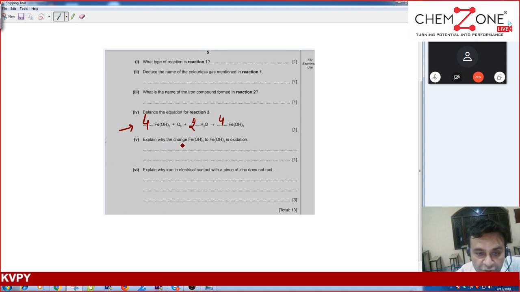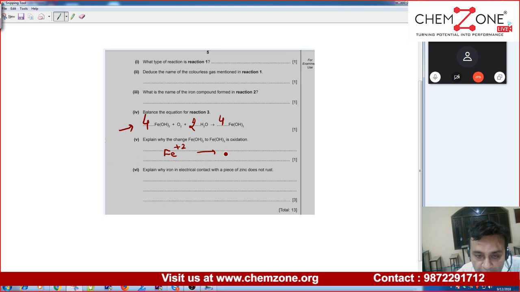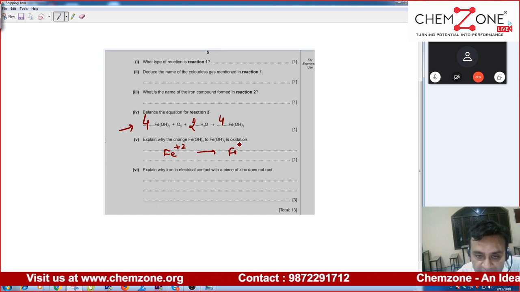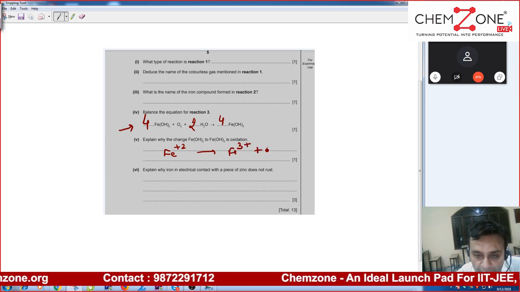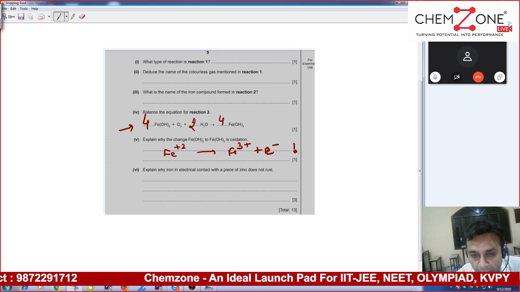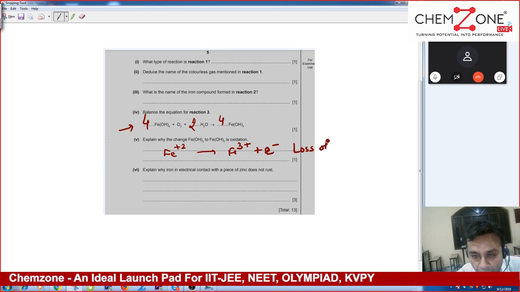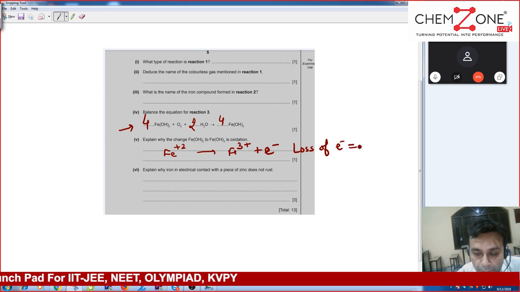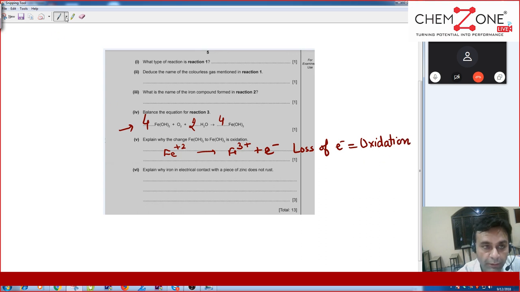Why is the change of Fe to this oxidation? See, in case of Fe(OH)2, the iron is in the plus 2 state, right? Yes, sir. And in the product Fe(OH)3, the iron is in the plus 3 state. And it is losing electron. And the loss of electron is called oxidation, right? Yes, sir. Loss of electron is called oxidation.